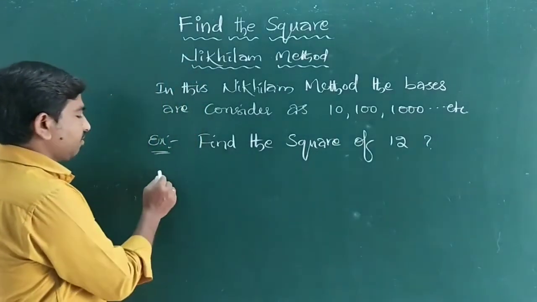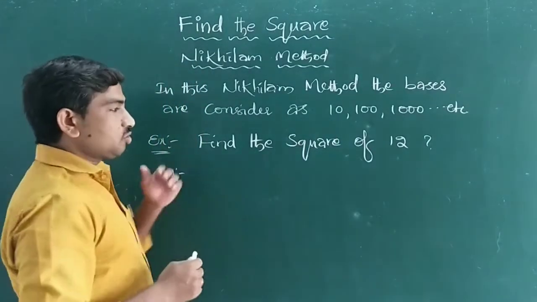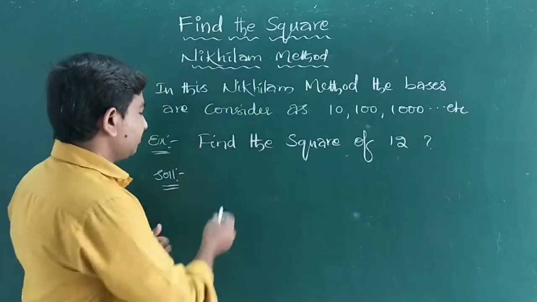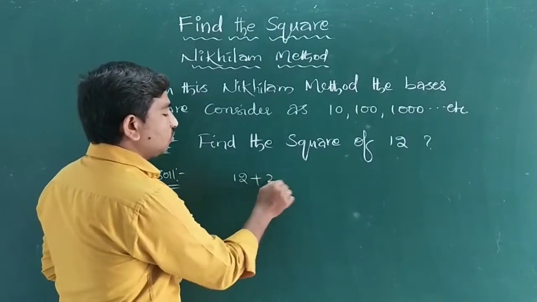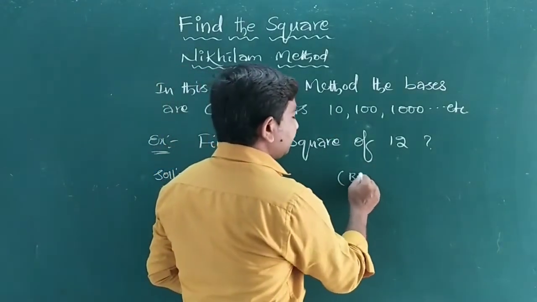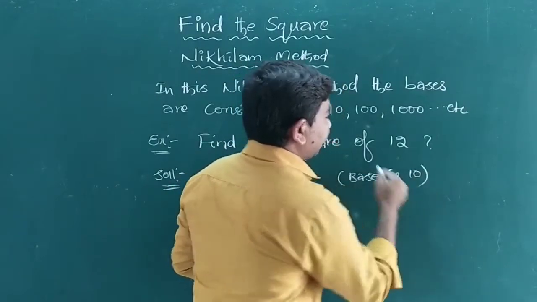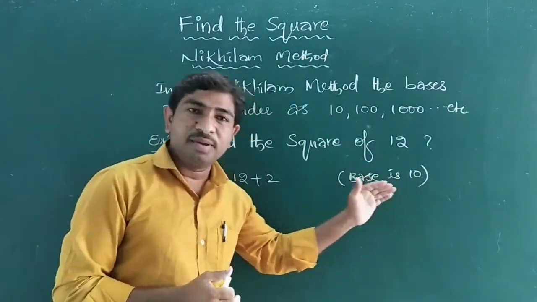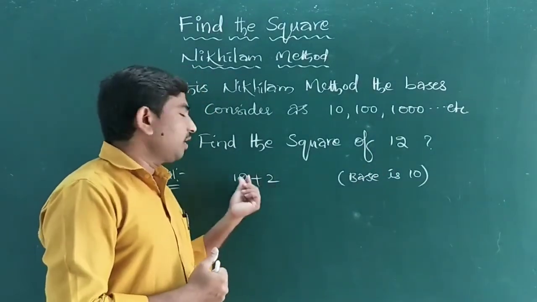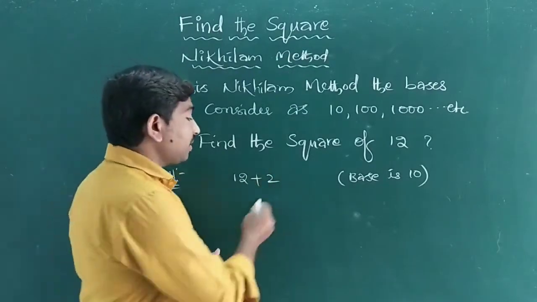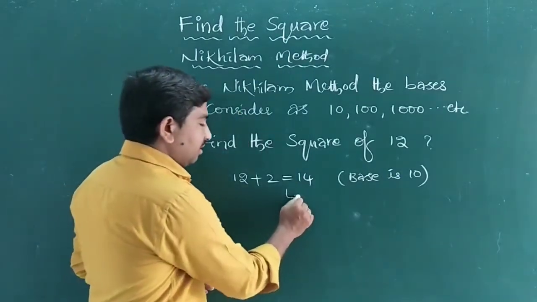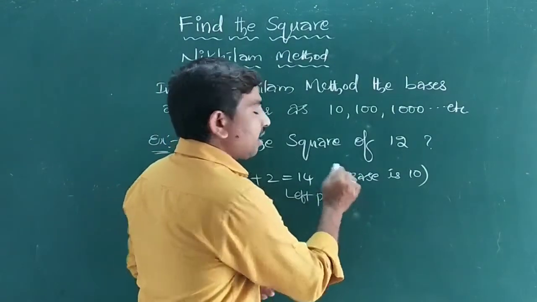So the first step, to find the square of 12: 12 is 2 more than the base of 10. That's why the first step is 12 plus 2. The base is 10, and 12 is 2 more than the base, so I have taken 12 plus 2. Now 12 plus 2 is equal to 14. So this 14 is the left part of the answer.